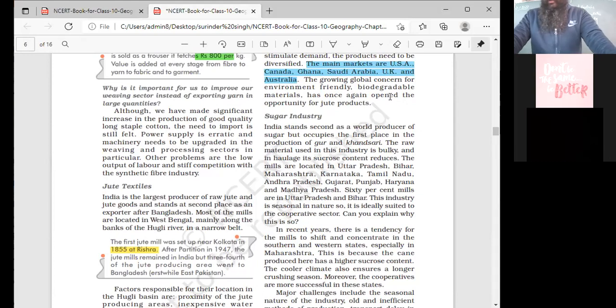To enhance the demand for jute products, the National Jute Policy was formulated by the Government of India in 2005 to increase the total surface area under jute production. It aims to increase production. What were the objectives of the National Jute Policy of 2005? First, to increase the area under jute production.